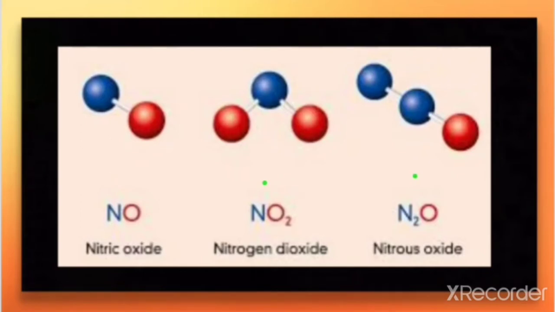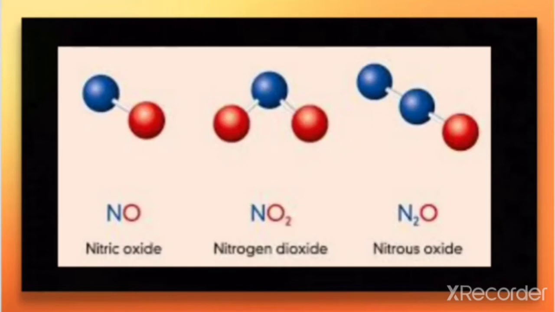Even though these are the oxides of the same element, nitrogen, these oxides vary widely in their nature and properties. Let us take one more example: the oxides of carbon, like carbon monoxide and carbon dioxide. Both are oxides of carbon, but still they have different properties and nature. So we can say that the same element can form more than one type of oxide, like the case of nitric oxide, nitrogen dioxide, nitrous oxide.